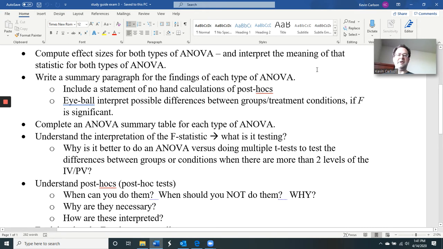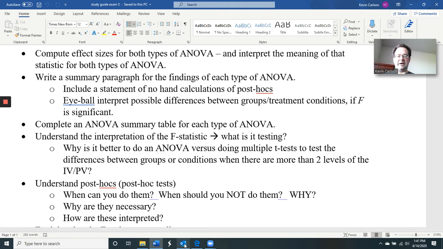And it says interpret the mean of that statistic for both types. In the repeated measures ANOVA, I didn't go over that much. I'm okay if you just interpret it as the percent of variance accounted for by the independent variable, or if it's a predictor variable. That's basically what it is. It's just like R squared with the RT test.